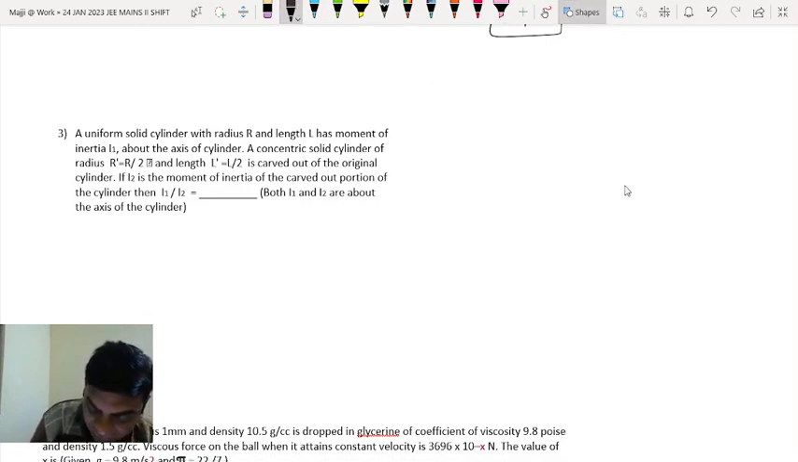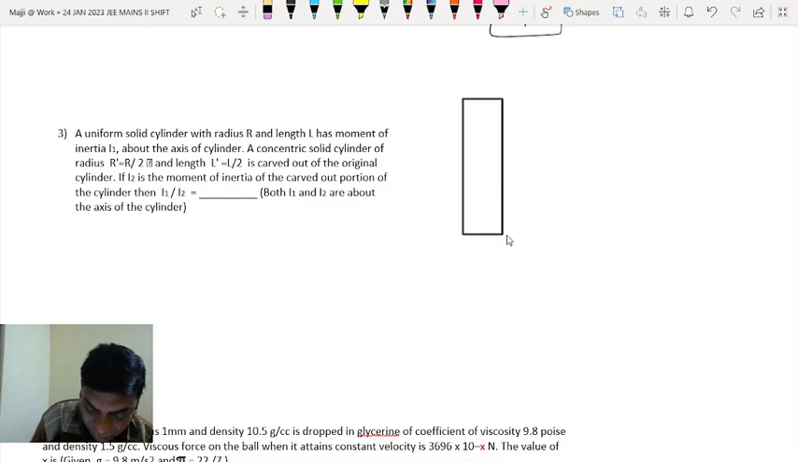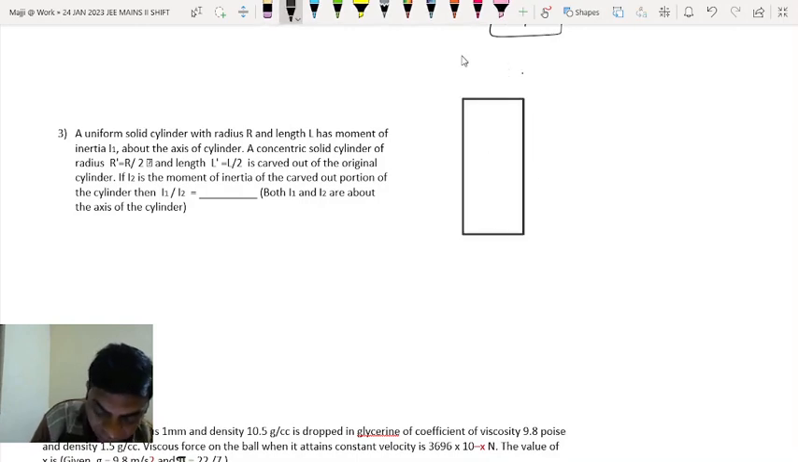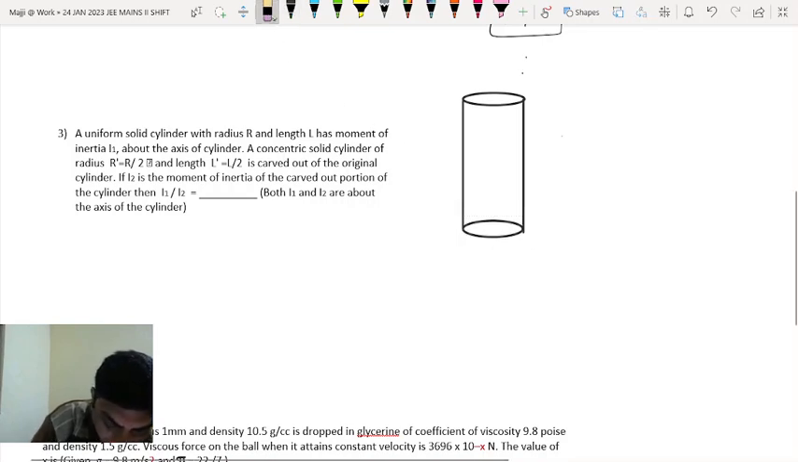It is based on the formula for moment of inertia of a solid cylinder. Moment of inertia of a solid cylinder about its axis is m r square by 2. It is just like a disk, isn't it? As far as the mass distribution is concerned, it is very much similar to a disk. So you can always use this formula.